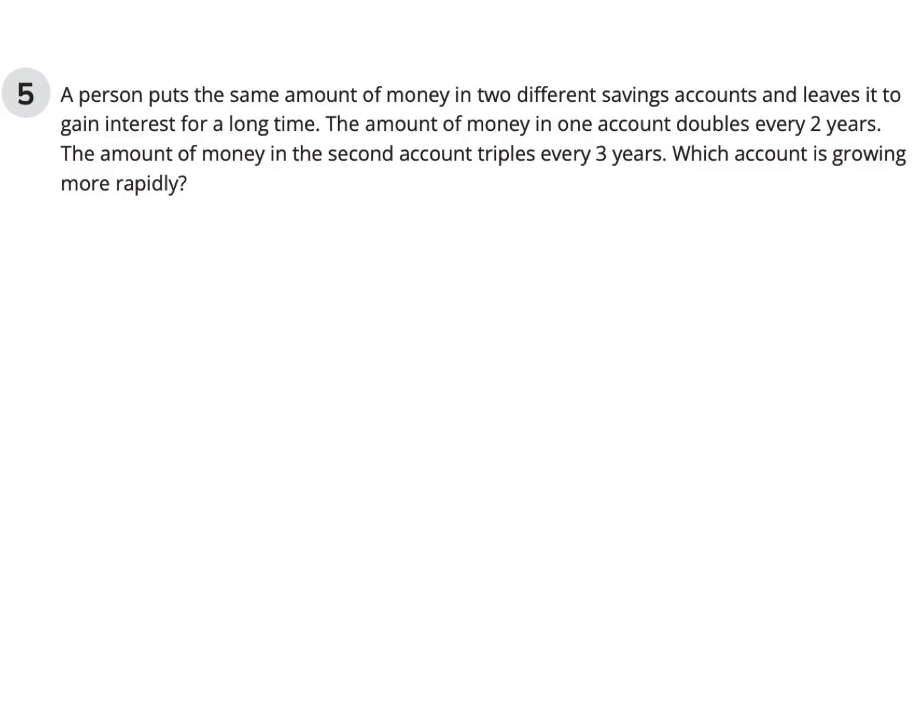Okay, let's look at this one. Our money in account 1 doubles every 2 years. We don't know what the original amount is, but our base is 2, and the exponent is x over 2. And the amount of money in our second account triples every 3 years. So this is 3 to the x over 3.